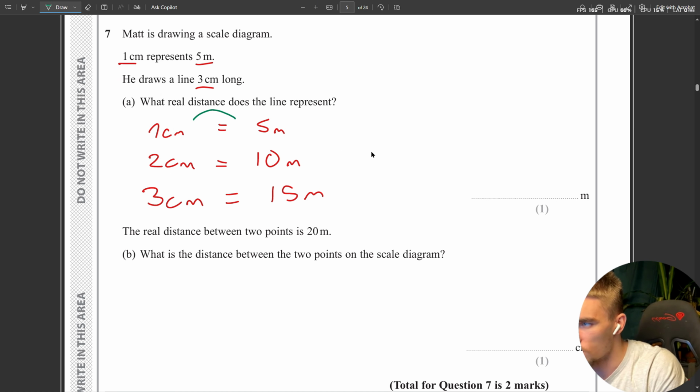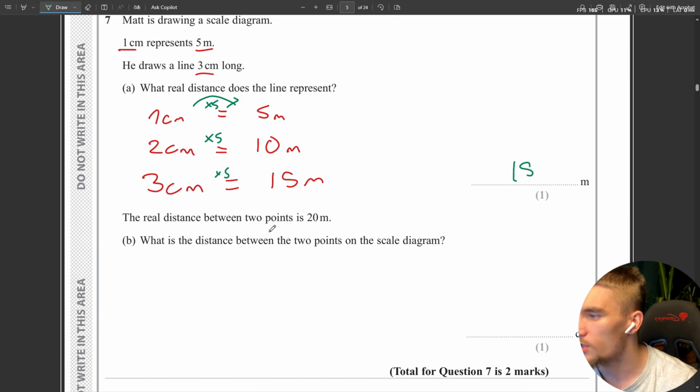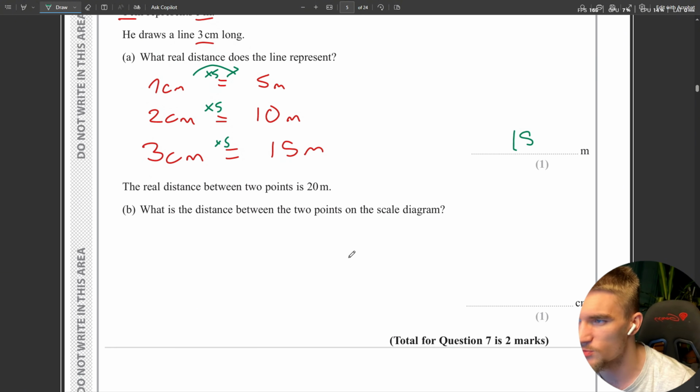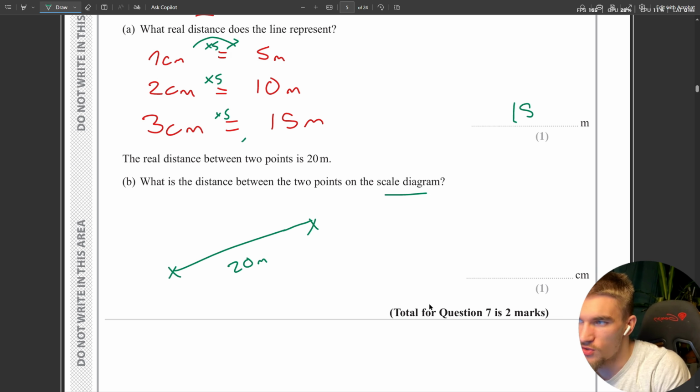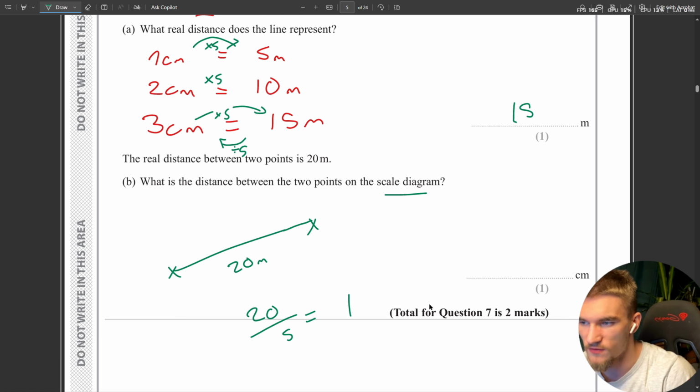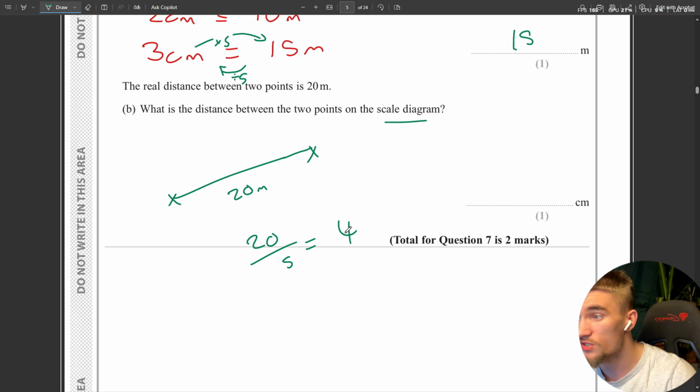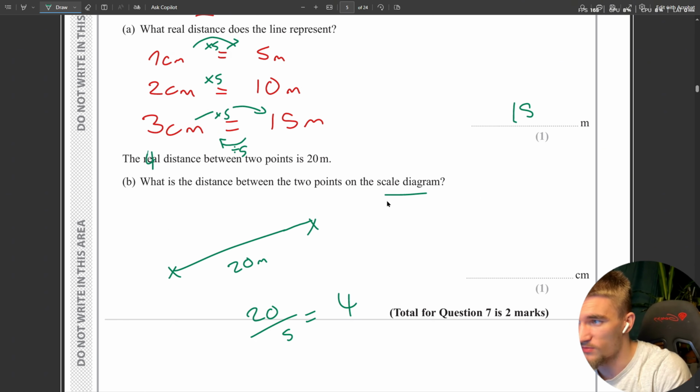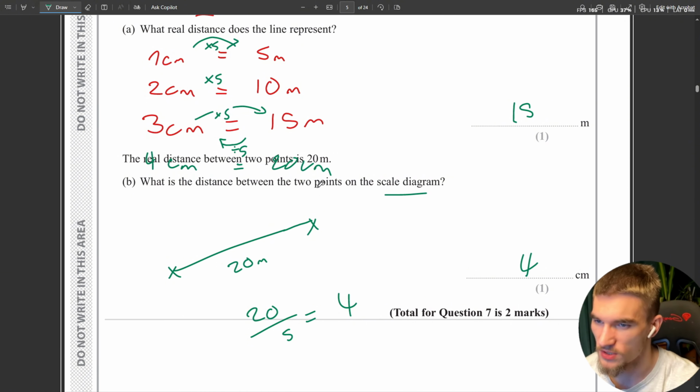So the conversion is to just times by 5, right? Times by 5, times by 5. The real distance between 2 points is 20 meters. What is the distance between 2 points on the scale diagram? To go the opposite direction, what do I have to do? I have to divide by 5, right? So I'll do 20 divided by 5, which gives me 4, right? Or you could just figure out that the next one would be 4 centimeters. So that must be 20 meters, right? So yeah, must be 4 centimeters.